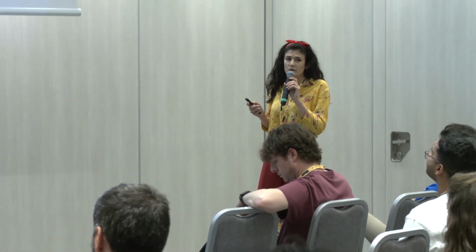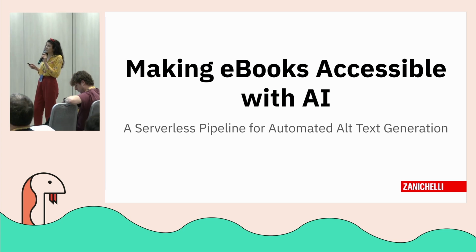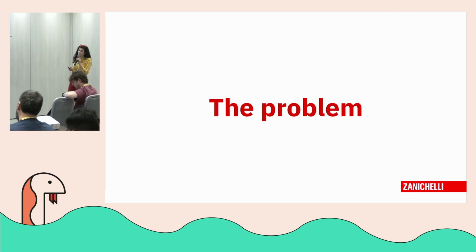Today we're going to talk about an alt-text application developed to create accessible ebooks for people with visual impairment with the use of artificial intelligence. These are the main topics of our journey today, and let's dive in.